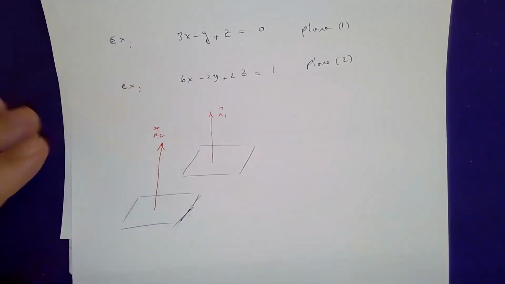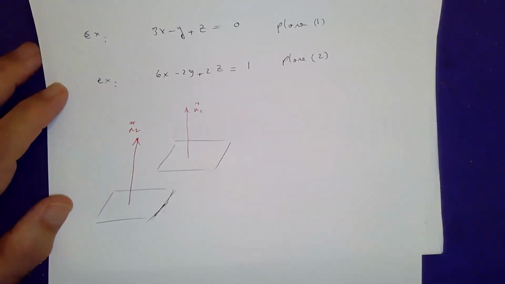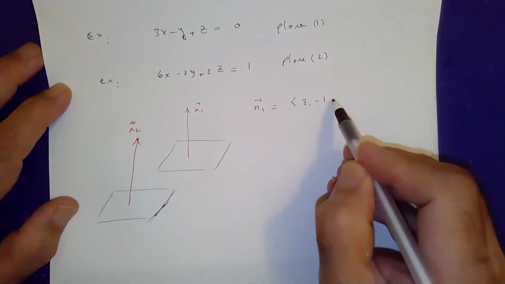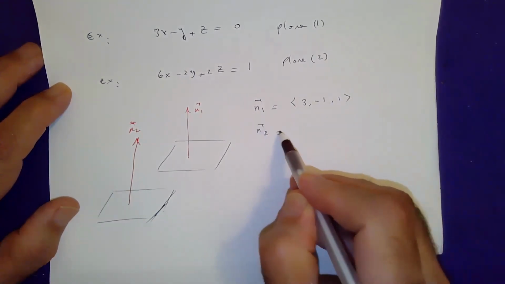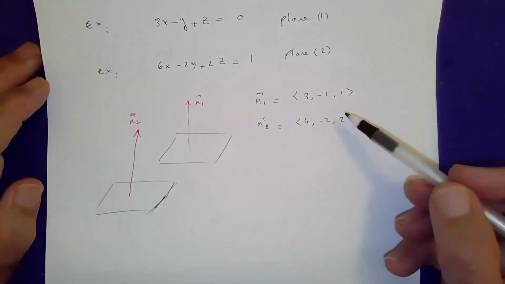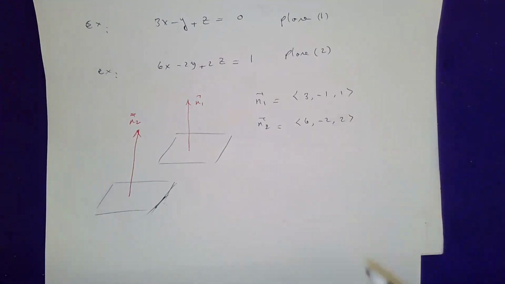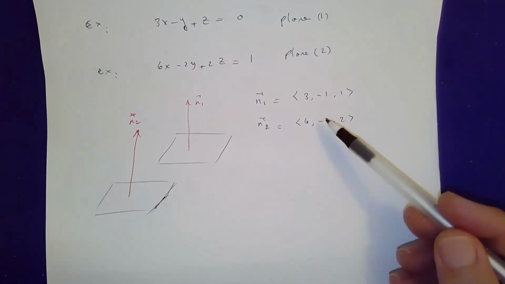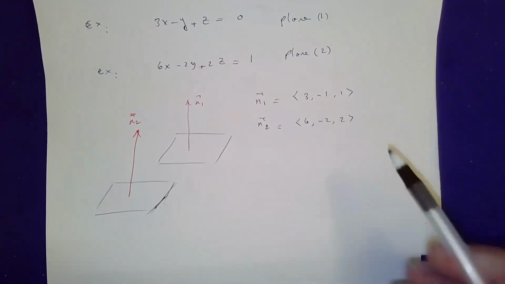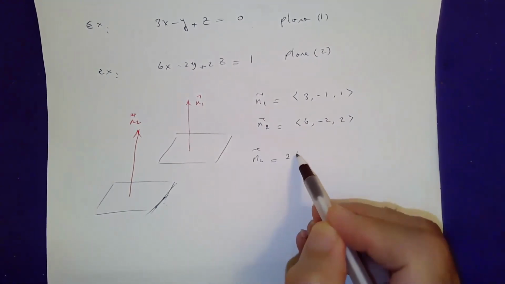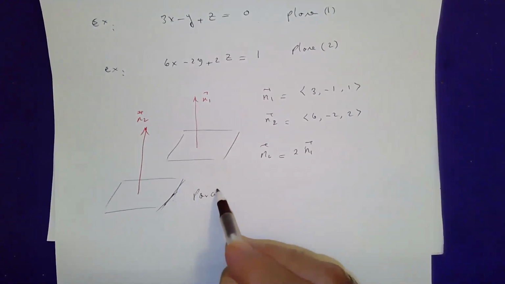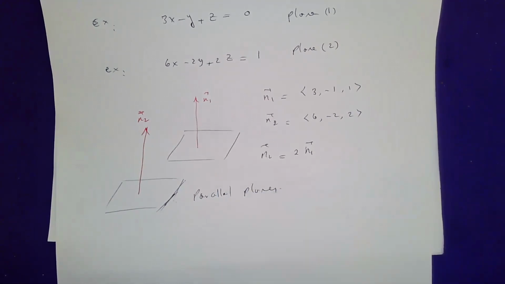So how would I know that? Is there anything I should solve for? Not really, because I can tell by inspection the normal vector for the first plane is 3, -1, 1. The normal vector for the second plane is 6, -2, 2. And now remember, there are two ways to see if two vectors are parallel. Either one is a scalar multiple of the other one, or you take the cross product and see if you get a 0. Looks to me n2 is twice n1, so therefore these planes are parallel planes.